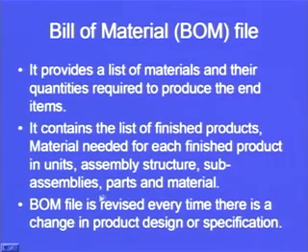Assembly structure, sub assemblies, parts and material. I have already explained this with the help of an example. If the final product is known, then the bill of materials will generate the number of sub parts and assemblies required to make the final product. Similarly, the bill of materials file is revised every time there is a change in product design or specification. If you remember, in the very first diagram in which the MRP inputs were shown, every engineering change was going to the bill of materials file.